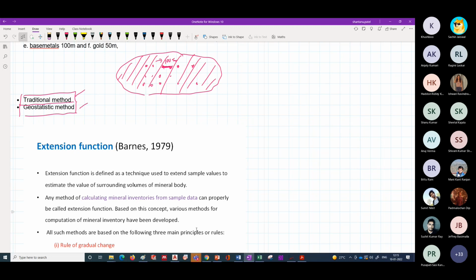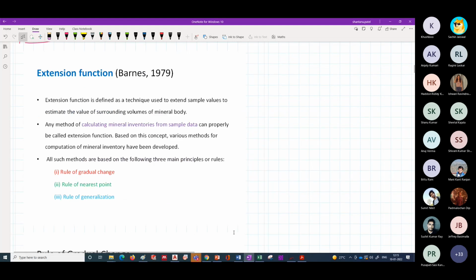So as you can see, this extension function is defined as a technique used to extend sample values to estimate the value of the surrounding volume of the mineral body. What it says is, it's a function. If you know the value here, how can you get the value at a different location, right? And these extension functions are based on three main principles. One is the rule of gradual change.